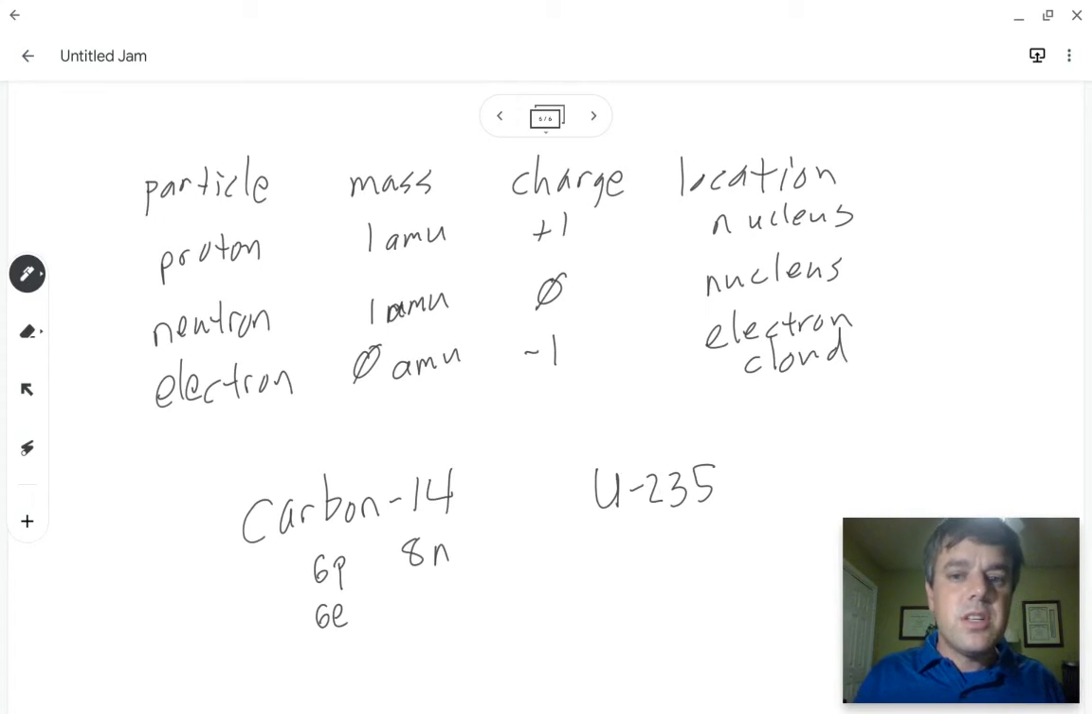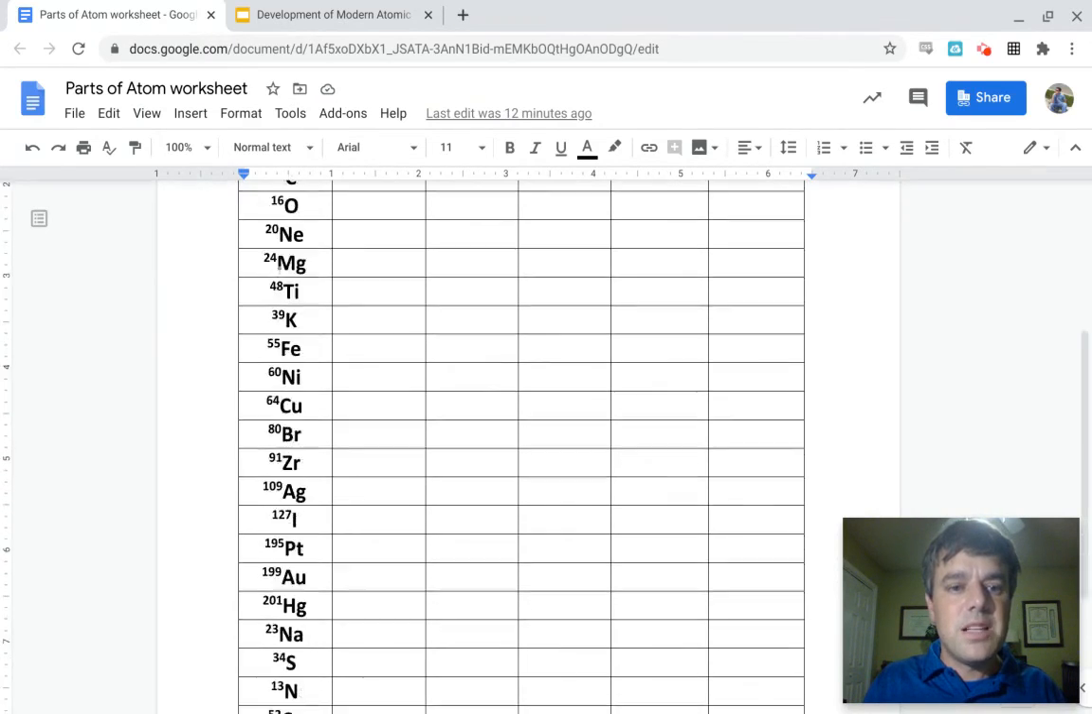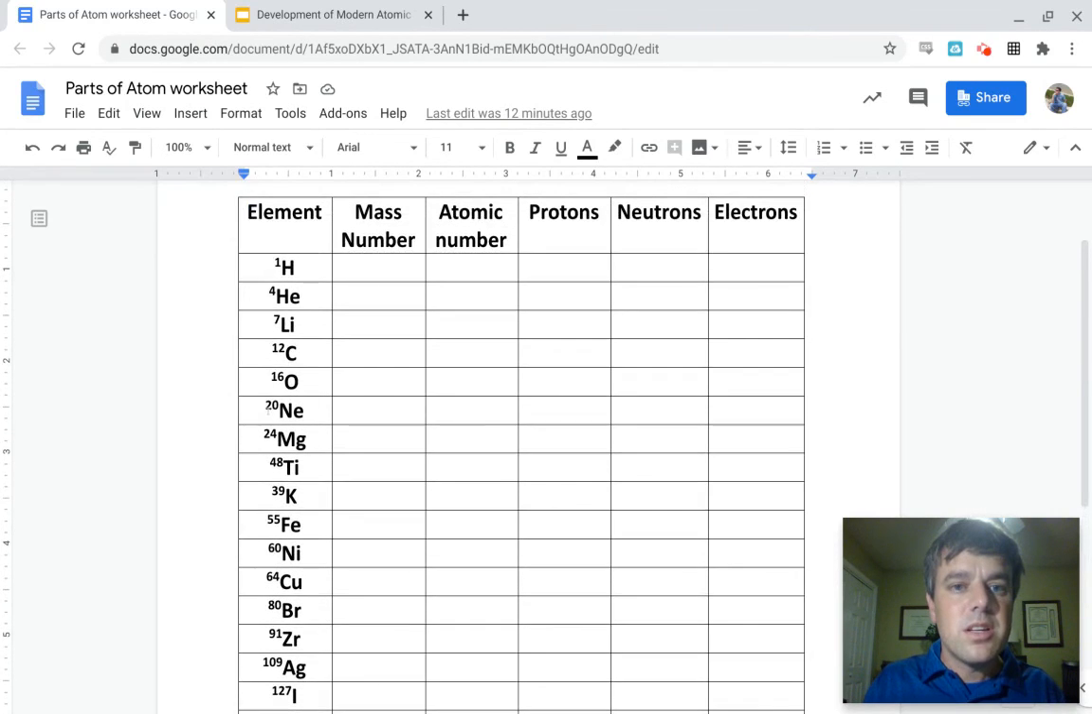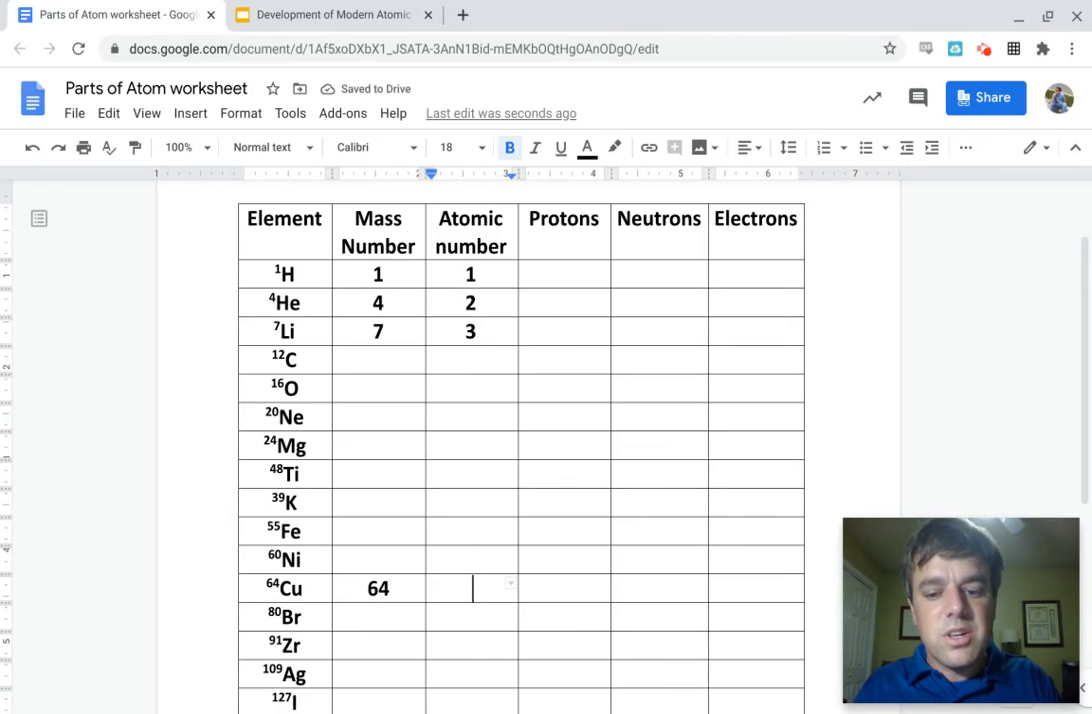There's an assignment posted in Google Classroom for you to do now. It's this chart right here where I've given you some elements, and these are their mass numbers. The first step is to take those numbers and copy them right down into the first column, like 1 and 4 and 7. Let's skip down and do 64 for copper. The atomic number you need to look up on the periodic table. Hydrogen's number 1. Helium's number 2. Lithium's number 3. I did not just keep going in order all the way down. Copper, as we saw earlier, is number 29.